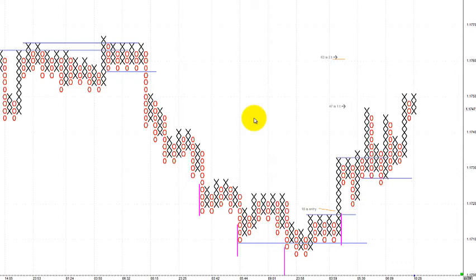Sometimes we're going to have 2 trades open. Sometimes we're going to have 3 trades open. Sometimes it's just going to be 1 trade open. Very often it's going to be 1, possibly 2 trades open at the same time.